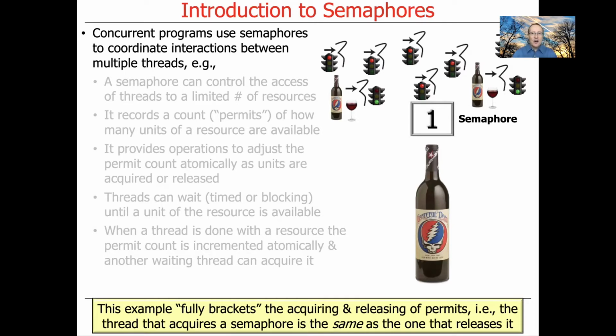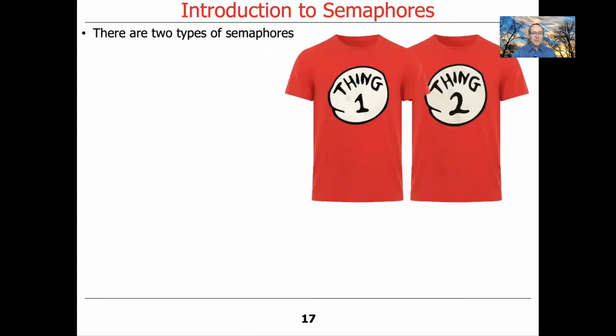This particular example of semaphores uses a fully bracketed model of acquisition and release, namely the thread that acquires the semaphore is the same thread that releases it. That is not always the way you have to do things with semaphores, as we'll see shortly, but that's the way we're doing it for this particular example. Keep in mind that with reentrant locks, you have to follow a fully bracketed model of acquire and release.